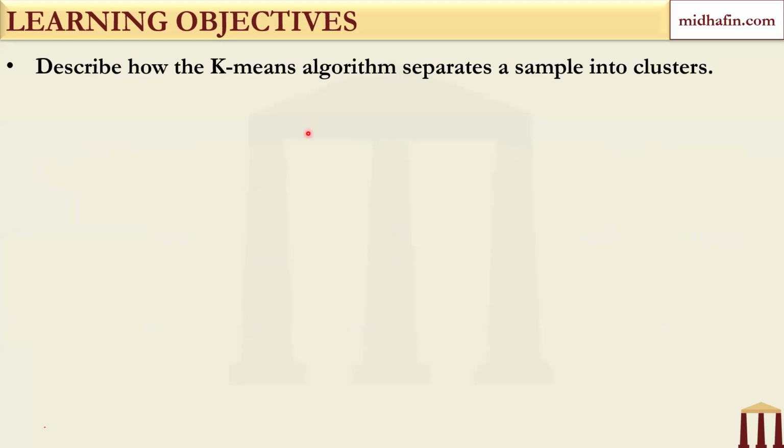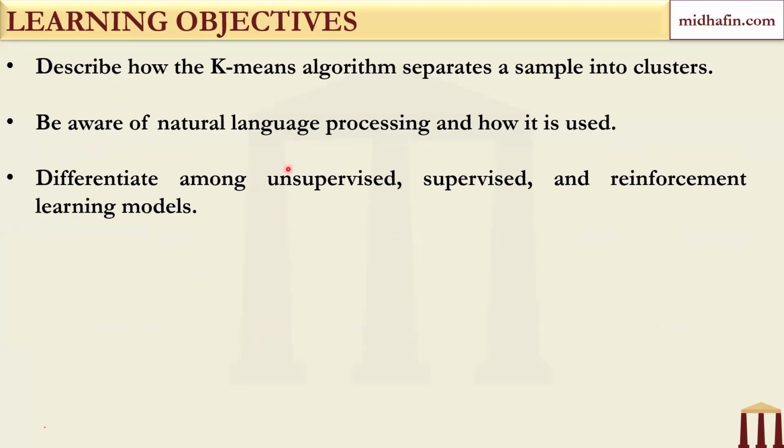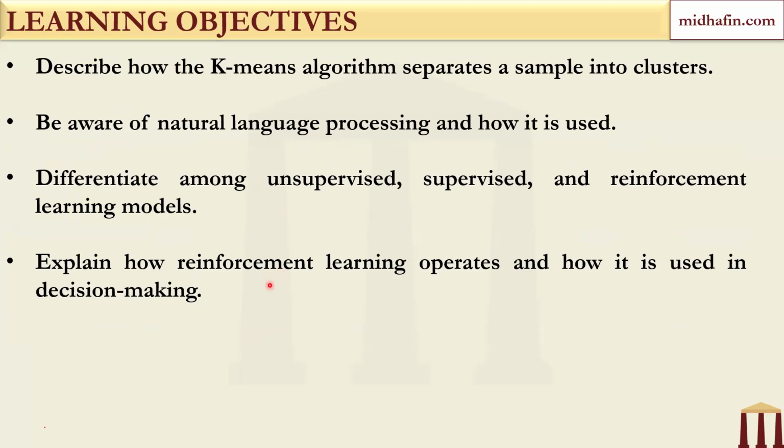Then the K-means algorithm, NLP, natural language processing, and differentiating between these three forms. And finally, reinforcement learning. So remember, this is not a general machine learning methods chapter. This is a chapter very specific to the FRM curriculum, the way that they expect you to learn and solve questions in the exam. Some extra discussions we'll do, but mostly it's about the exam. Okay.